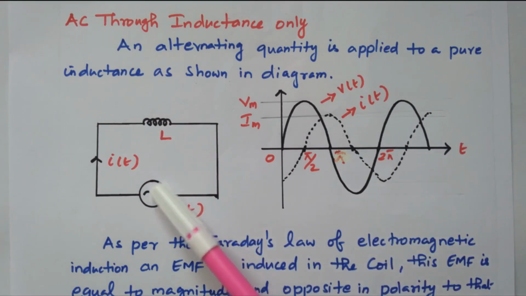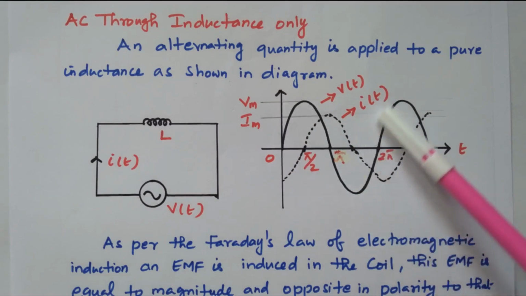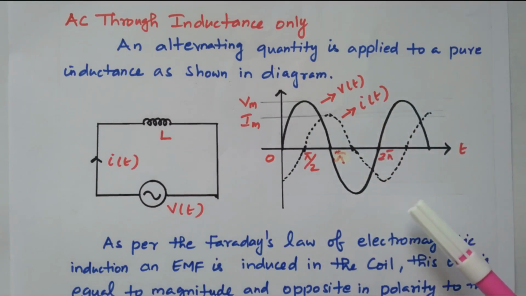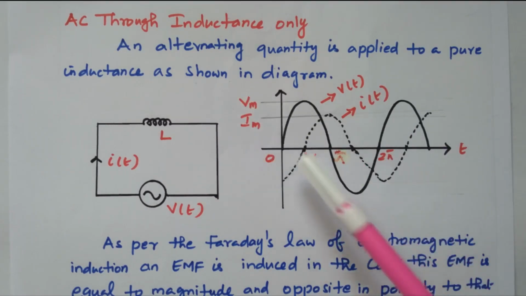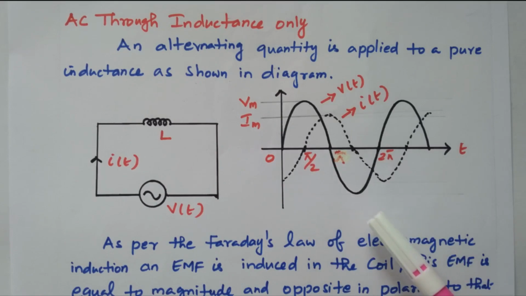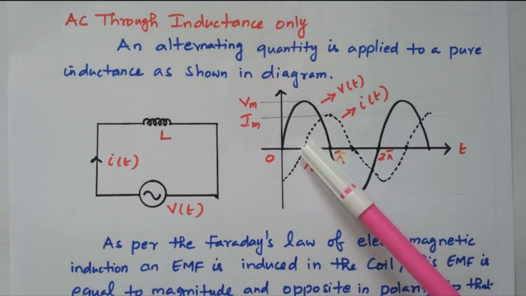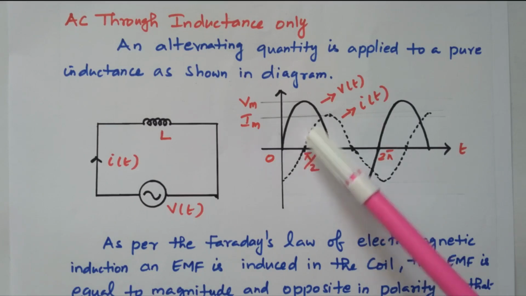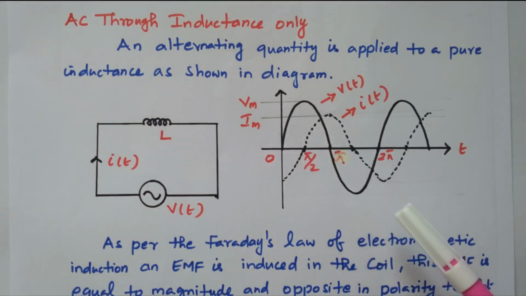So in case of the inductor, we will see the applied voltage. This is the AC voltage applied to the inductor, V of t. The maximum value, the amplitude, is Vm. It starts at 0 degree. In the inductor, normally the current lags the voltage by 90 degree. So this is the current waveform. Current starts only at pi by 2, 90 degree. There is a phase difference of 90 degree between voltage and current.